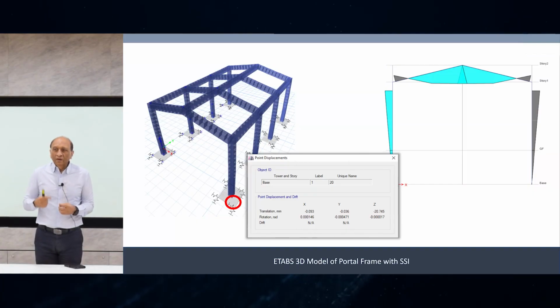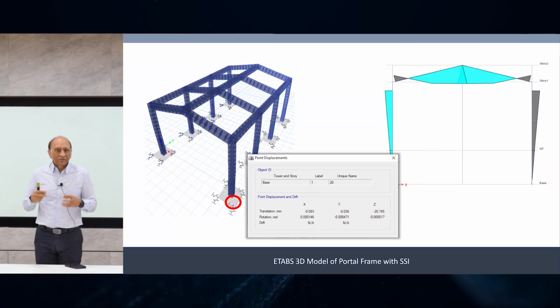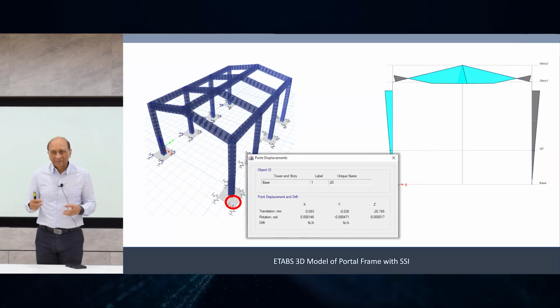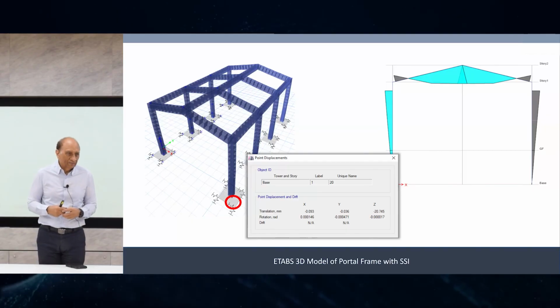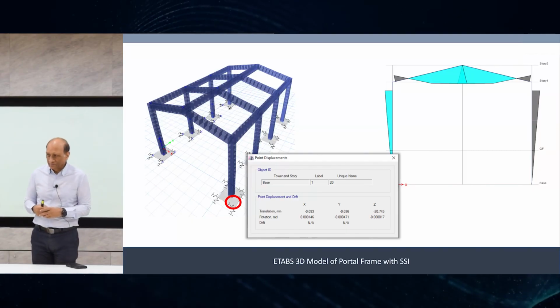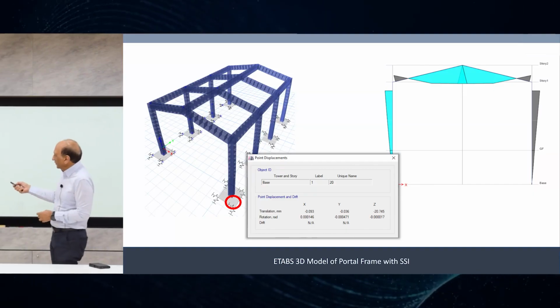So now getting the structure and soil to interact together, at least at the simple level, should be a no-brainer. This should be very easy, and everyone should be doing that. Okay, so that's where we are at this point.